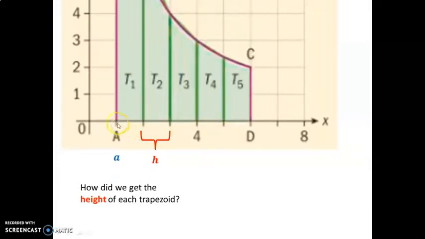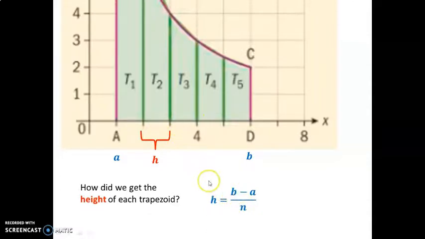So for example, if this is point A and this is point B, we know that we've taken that whole distance and we're splitting it into 5 equal parts. So if we can find that distance and then divide by 5, we'll know how long each of these is, each of the heights. In our case, it was easy because they're all 1 unit. But again, let's say we didn't know exactly what the numbers are.